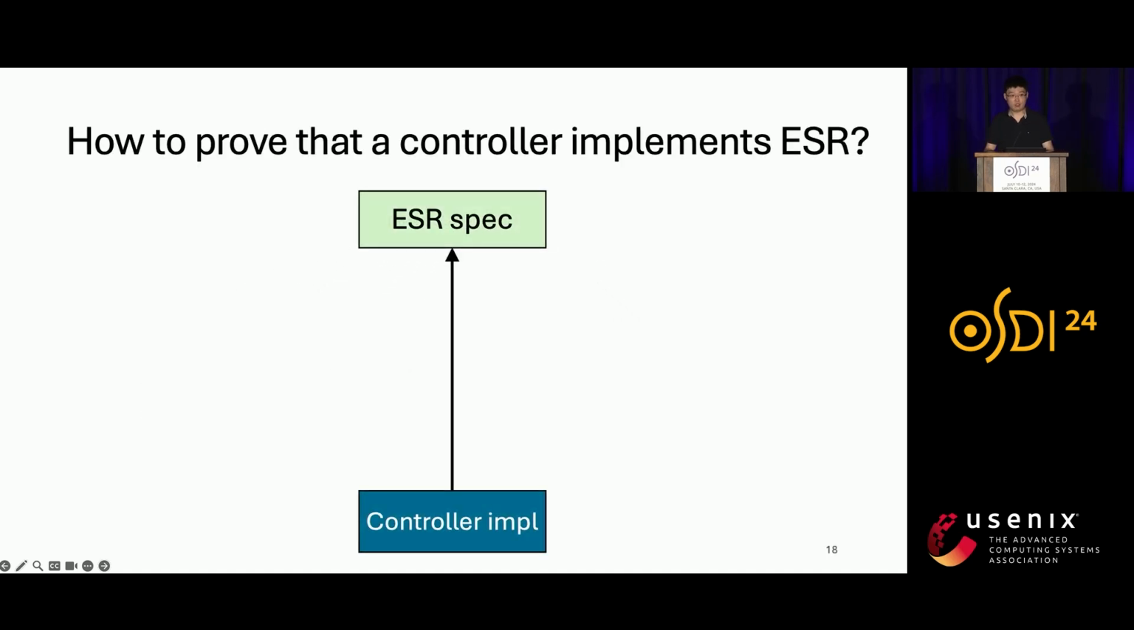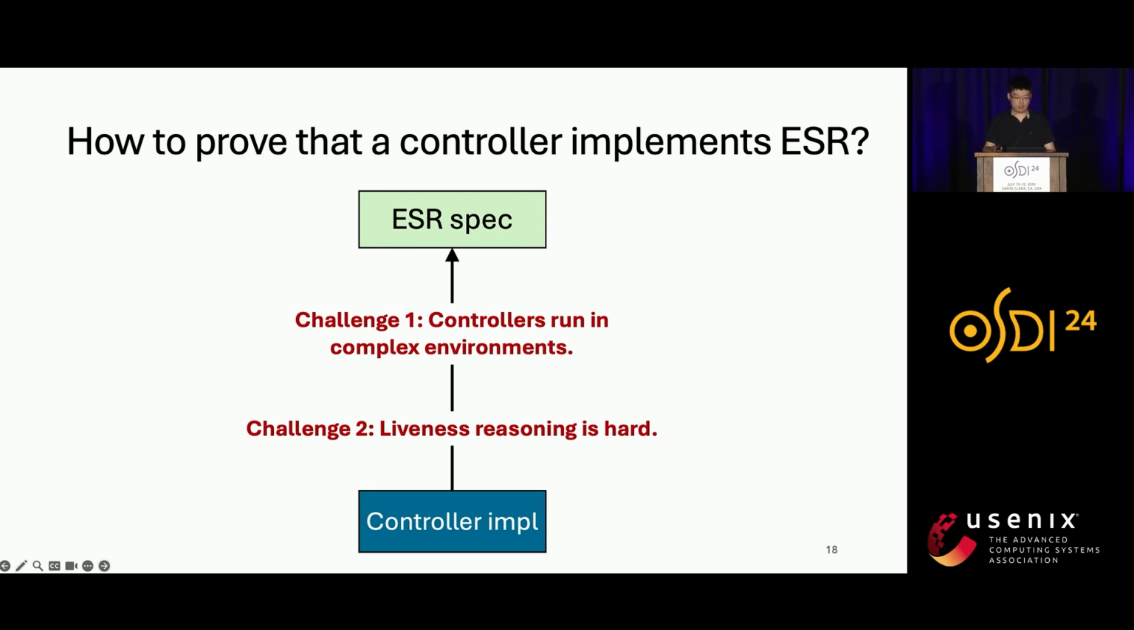So now that we have the ESR spec, the next challenge is how to prove that a controller implements ESR. This proof is not easy to write for mainly 2 reasons. First, controllers run in complex environments. So to prove a controller satisfies ESR, we need to reason about not just the controller itself, but also its interaction with the environment. And second, ESR is a liveness property, and liveness reasoning itself is notoriously hard, because proving liveness often requires subtle liveness assumptions on the environment, and also complex temporal reasoning to prove certain things happen in the future or not.